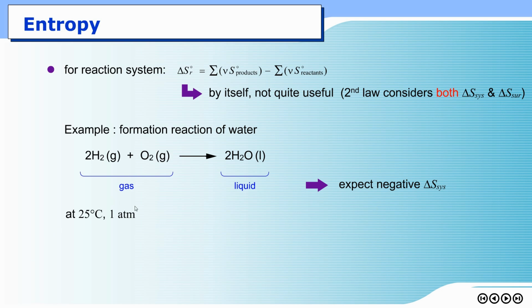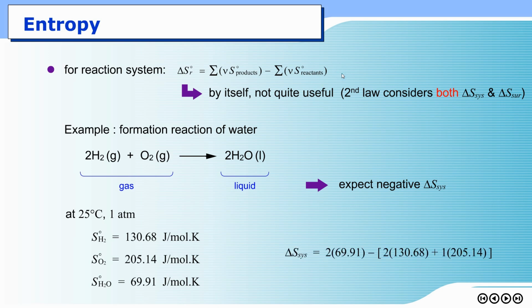At 25 degrees Celsius and 1 atm, which can be considered standard conditions, if you look up the reference table, you can get the entropy of hydrogen, oxygen and water as these numbers. If you take this equation and calculate the change of entropy of the reaction, you can simply take the stoichiometric coefficient multiplied by the entropy of each species, then take the products subtracted by those of the reactants. Punch the numbers in your calculator, you get negative 327, which is what we expect, the negative sign. Please note that the unit here is joule per Kelvin. There is no mole here because we already multiplied by the number of moles.